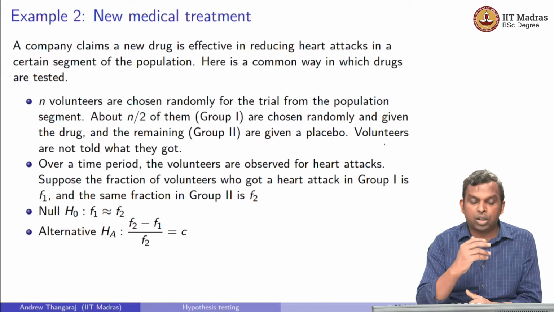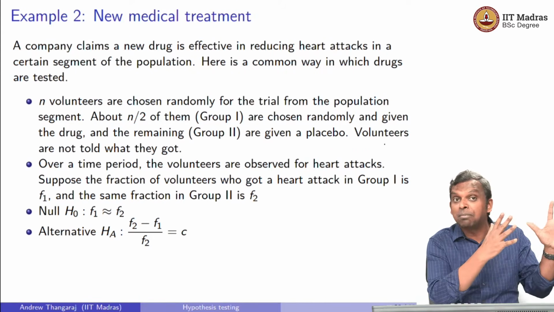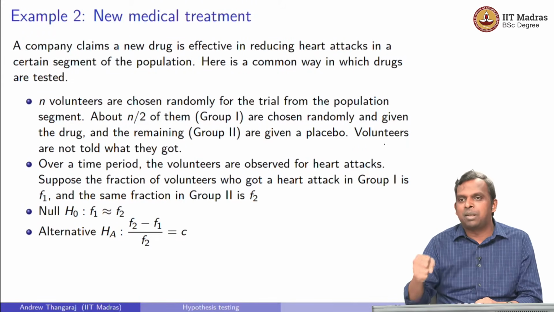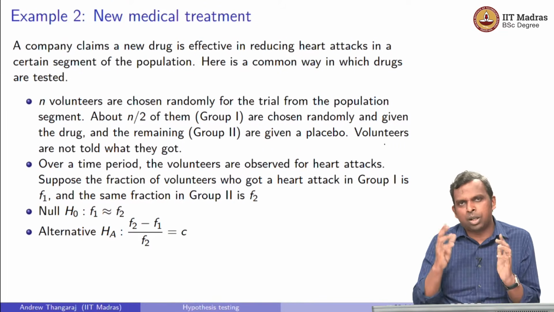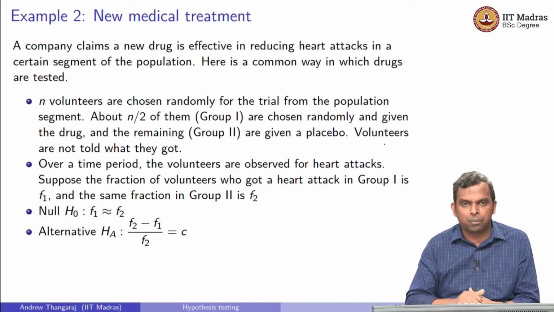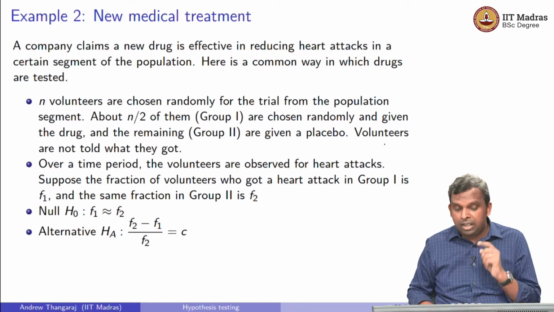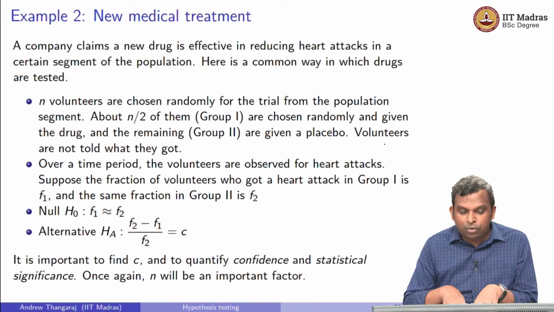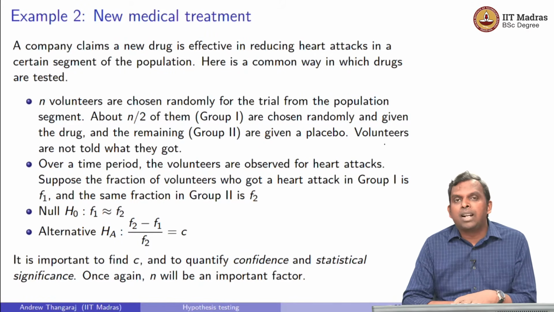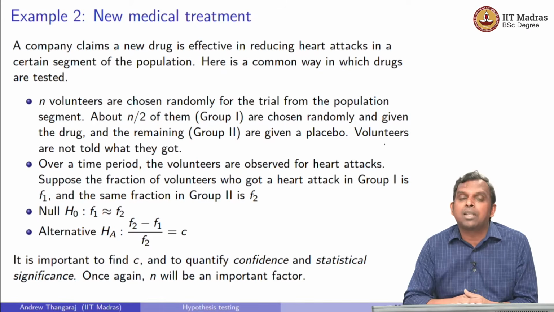Okay, so your null hypothesis is that the treatment doesn't work. Your alternative is the treatment has a certain percentage of effectiveness, either relatively or absolutely. Okay, in some sense. So even here, you need to find the C at which you will have good confidence about your conclusion.